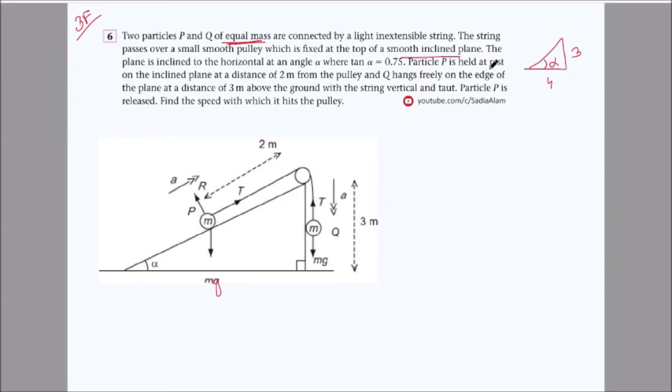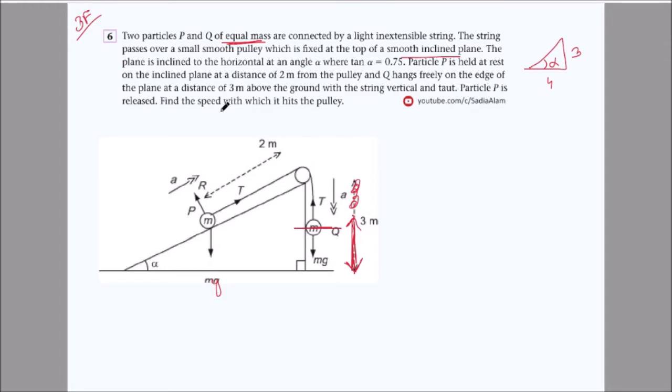Then particle P is held at rest at a distance of 2. This time we know the distance between particle P and the pulley. It's 2 meters. Q hangs freely on the edge of the plane at a distance of 3 meters above the ground. So particle Q, distance above the ground, this distance is 3. The height of Q above the ground level is 3.